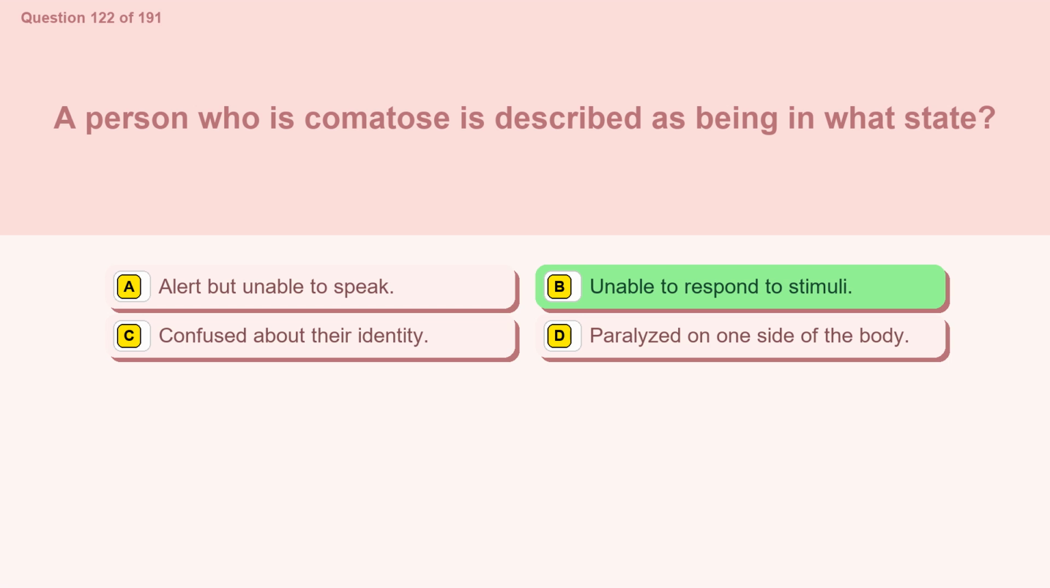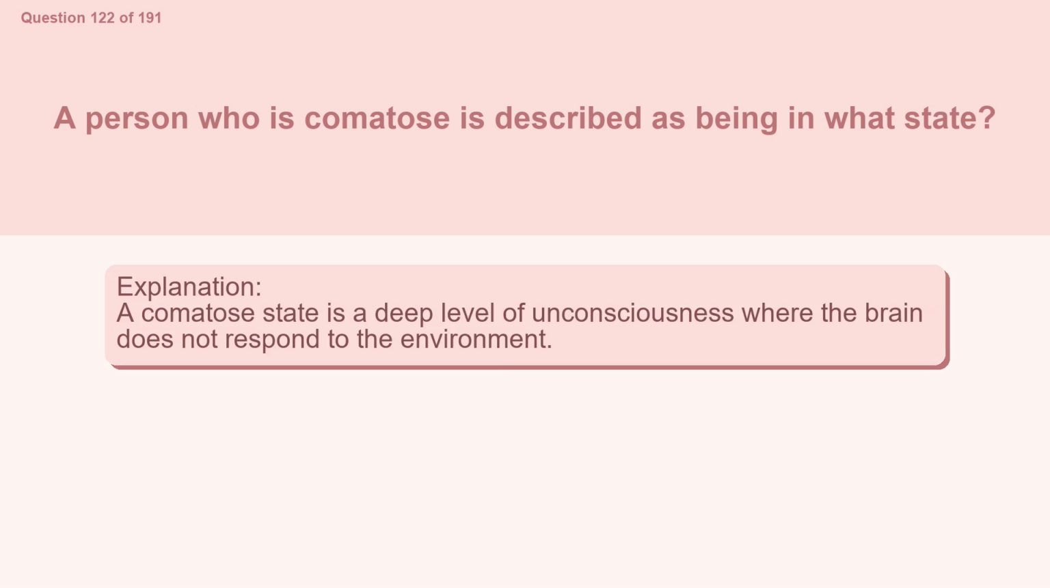The correct answer is option B. Unable to respond to stimuli. A comatose state is a deep level of unconsciousness where the brain does not respond to the environment.